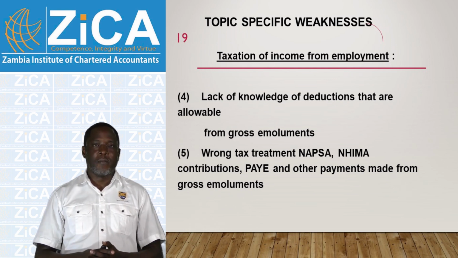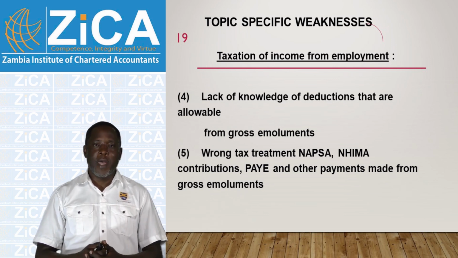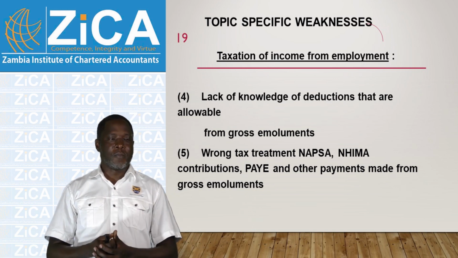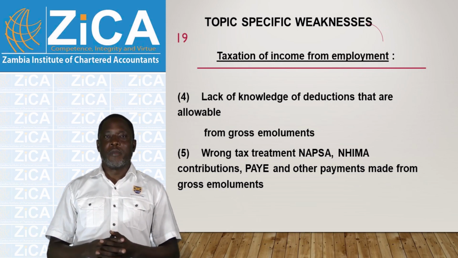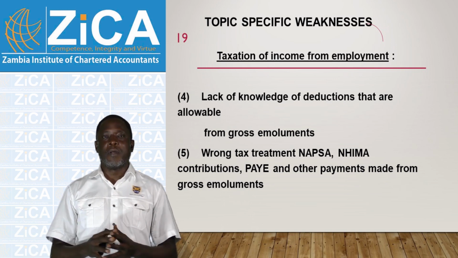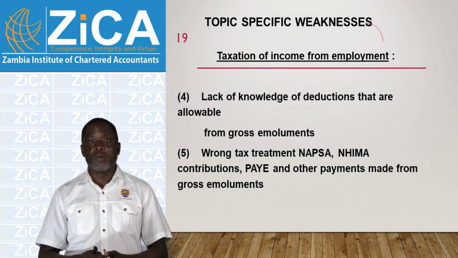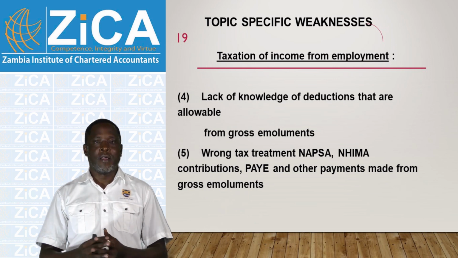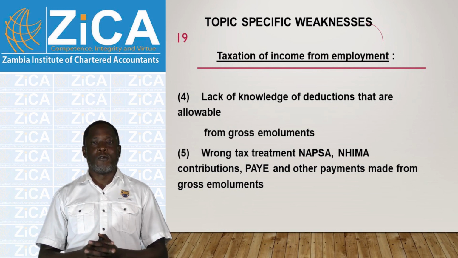Also, when dealing with employment income, it is important that you know how to deal with the pay as you earn, already deducted at source from the employee's pay. So the pay as you earn, which is deducted at source from the employee's pay, we deal with it after we have computed the tax liability of the employee. Then the payee, which has already been deducted at source, is given as a tax credit. We don't treat the payee as one of the allowable deductions in computing the taxable emoluments from employment.